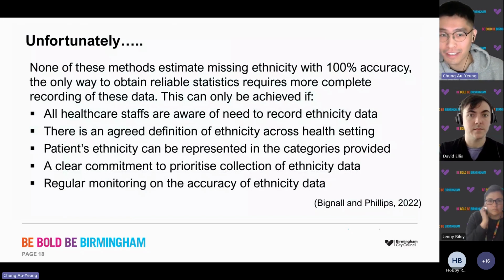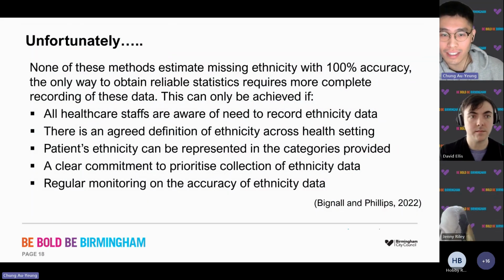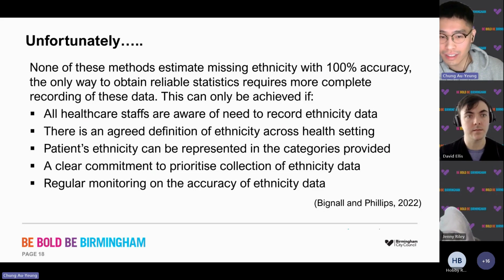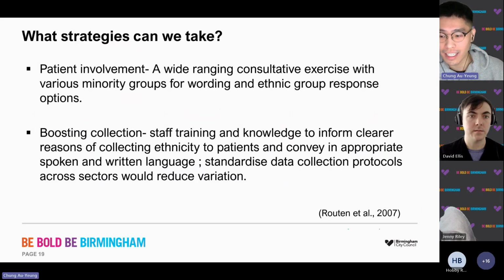Unfortunately, none of these methods provide 100% accuracy because these are all estimates. The only way to obtain reliable statistics is for all parties to put together, including the healthcare staff, the government, the system, and also the patients themselves. And there are strategies that we can take to improve the completeness. I suggest the first one is patient involvement.